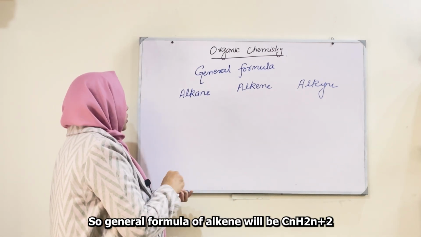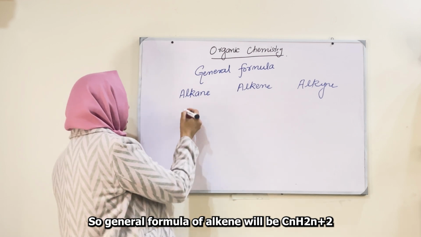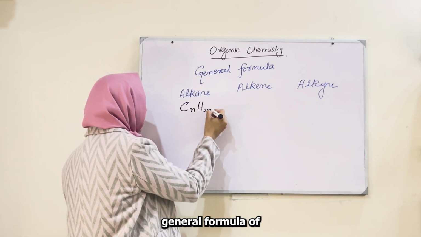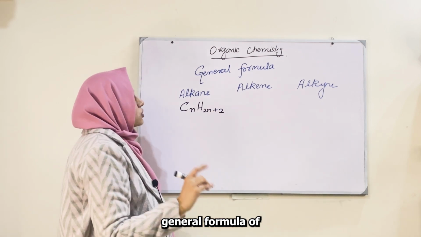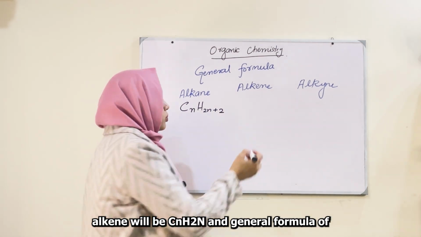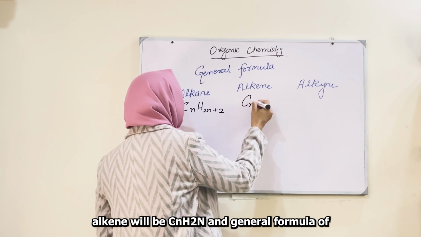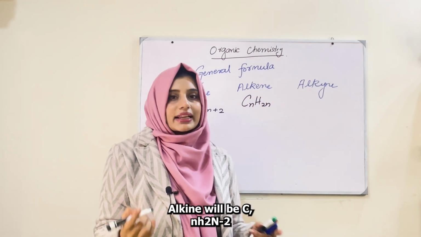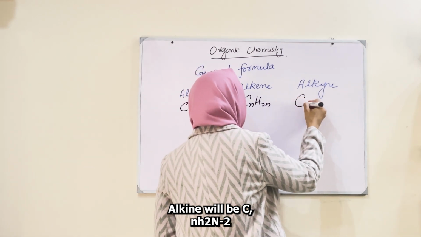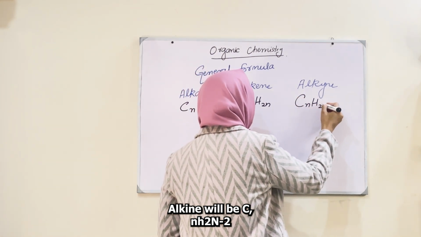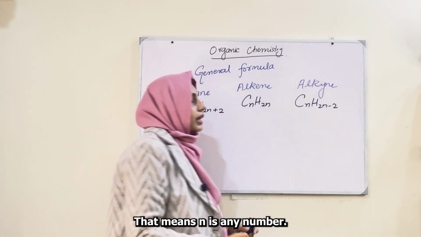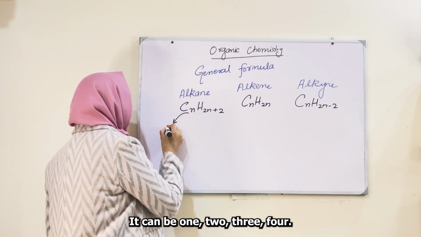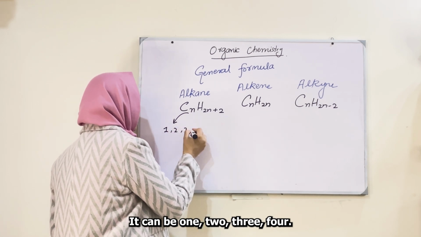So general formula of alkane will be CnH2n plus 2. General formula of alkene will be CnH2n. And general formula of alkyne will be CnH2n minus 2. That means n is any number. It can be 1, 2, 3, 4.